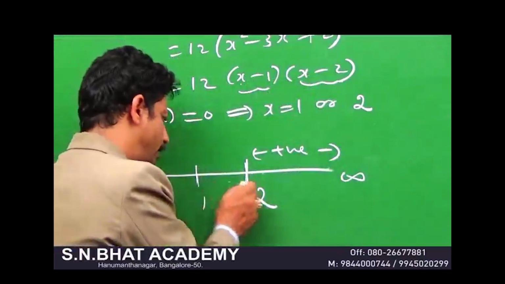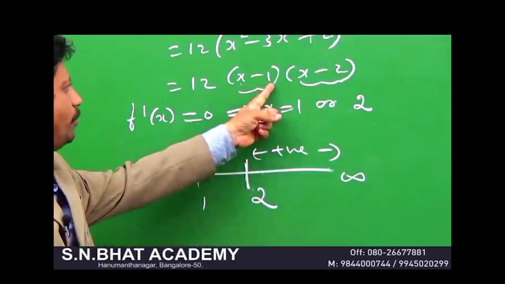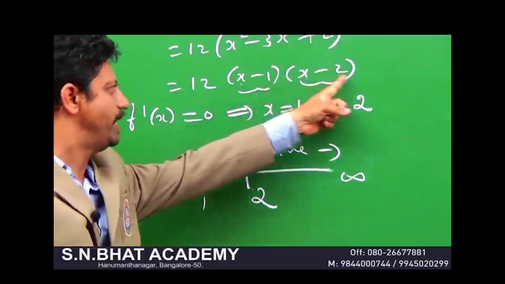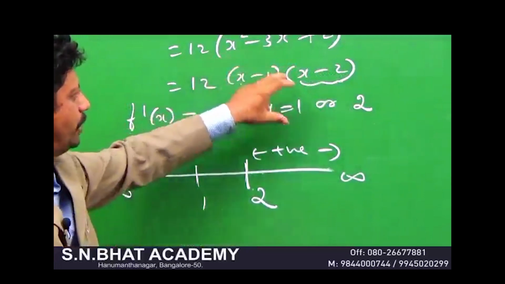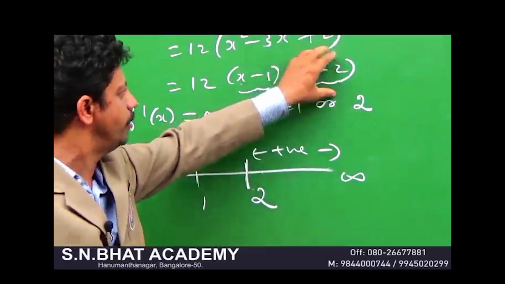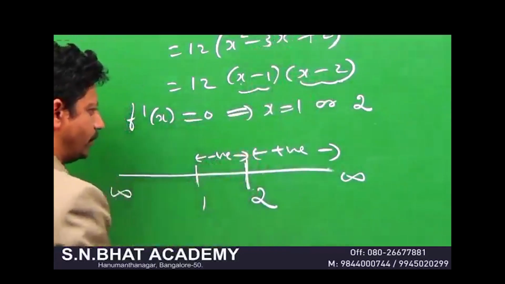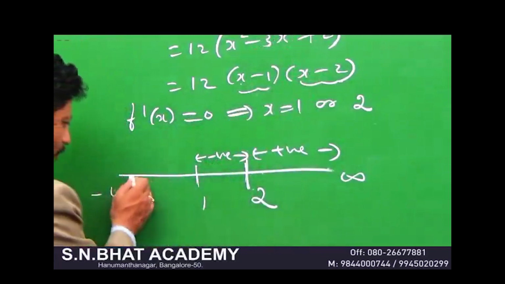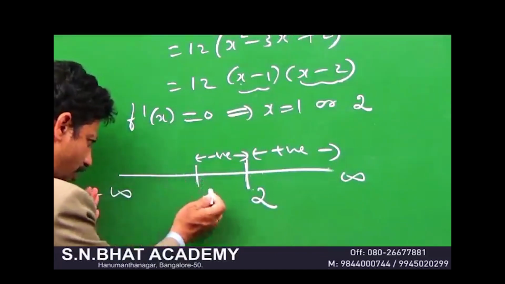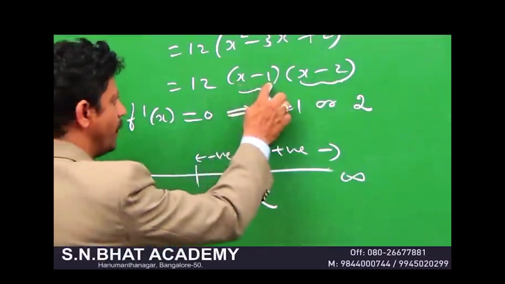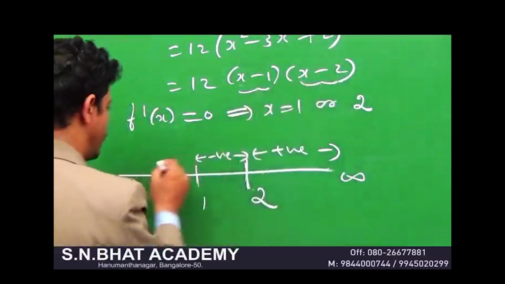Now substitute a number between 1 and 2, say 1.5. 1.5 minus 1 is positive, whereas 1.5 minus 2 is negative. Positive into negative is negative. In this whole interval, f dash is negative. Now consider a number lying in the interval less than 1, any number. Suppose we substitute 0. 0 minus 1 is negative. 0 minus 2 is also negative. Negative into negative is positive.